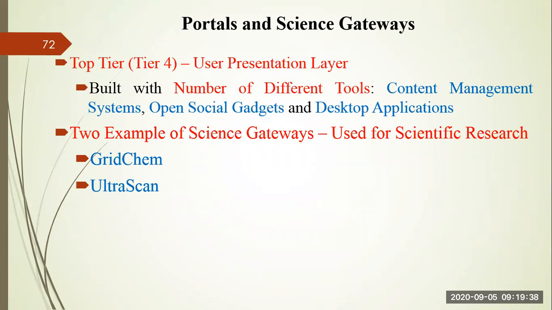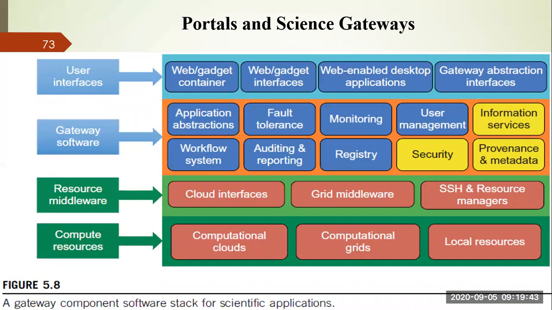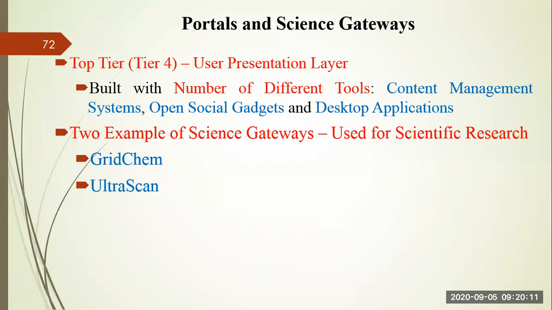So these layers are organized like this. This is the typical example: a gateway component software stack for scientific applications. Any gateway you want to design, you have to follow these four things. The bottom one is the compute resources, that is tier 1. The second one is the middleware layer, that is the resource middleware. The third one is the gateway software, and the fourth one is the presentation layer, which is close to the user, whatever we discussed today, right? So let us see some examples to understand it more clearly.